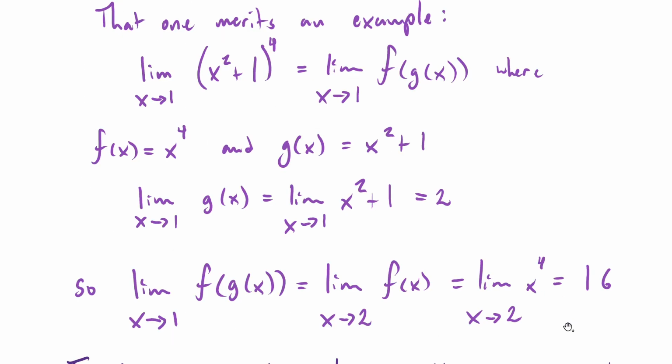And so for these examples of the composition property, we have here that the limit as x approaches 2 is 16, because we could pull out the fourth power. The limit of x as x approaches 2 is 2, and then 2 to the fourth power is 16.